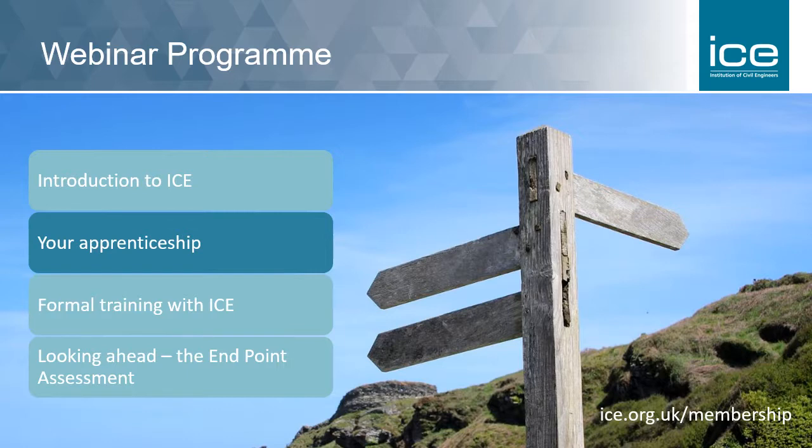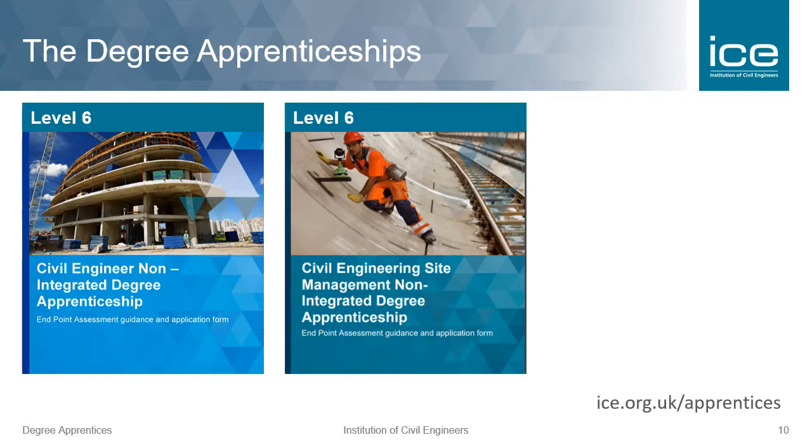Okay, so we've just had a brief introduction to the ICE and the different grades that are available. We'll now move on to talk specifically about your apprenticeship. There are 2 degree level apprenticeships which we are an approved endpoint assessment organisation for, and these are Civil Engineer Degree Apprenticeship and Civil Engineering Site Management Degree Apprenticeship. On your apprenticeship, you'll be studying for 20% of your time and working for the other 80%. You'll get the chance to see how the theory that you learn at university is applied in real life through your work. The lengths of the 2 apprenticeships vary.